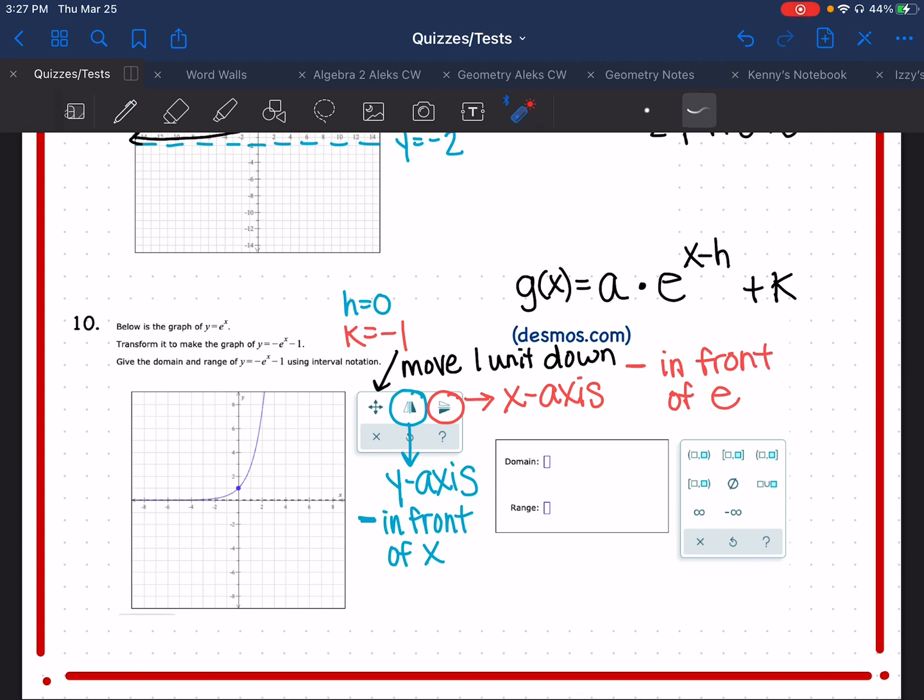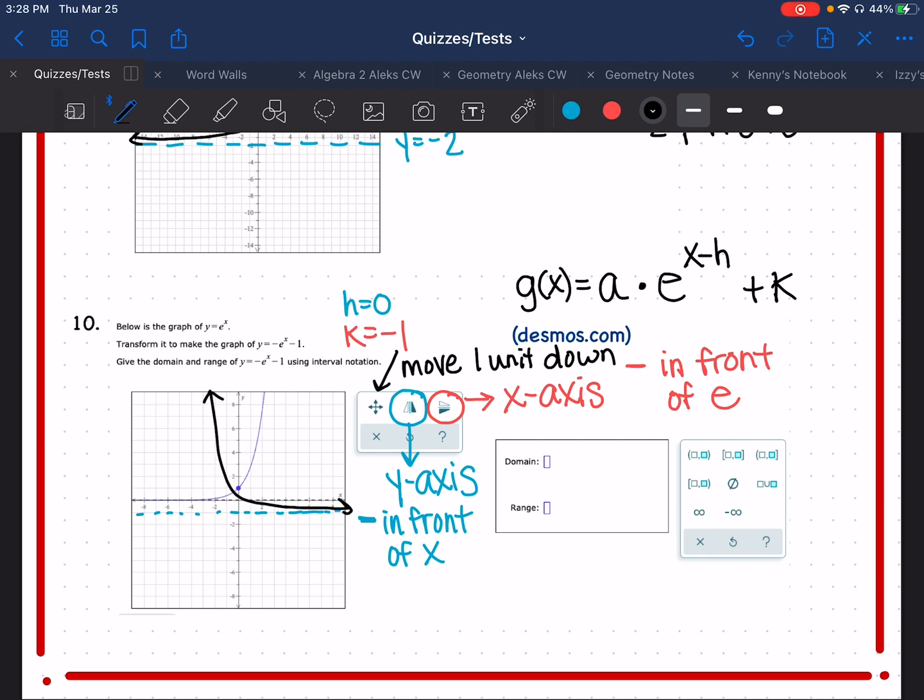So I click this one and it's going to flip my function over, and then I'm going to grab this guy and I'm going to grab the point and I'm going to count down 1 and it's going to move everything down for me. It should look something, and I'm going to do the best I can. I know it's not going to be good, but it's going to look something like this.